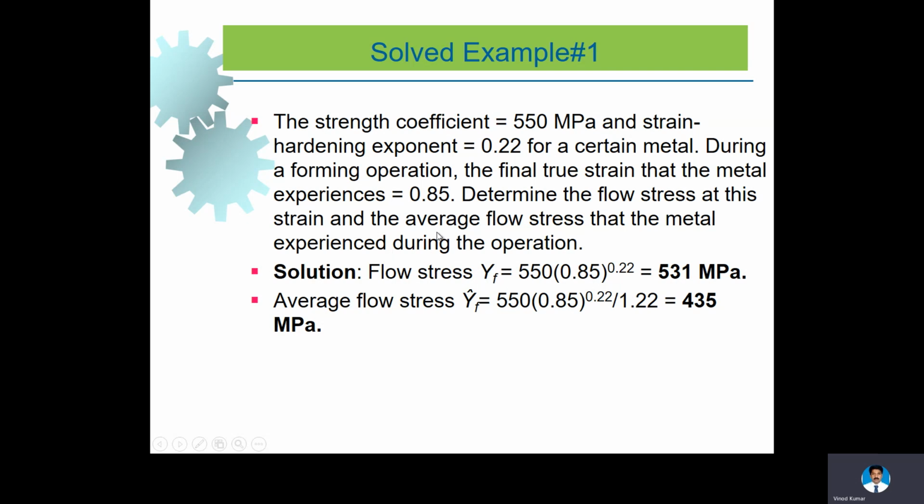But we also have to calculate the average flow stress. Average flow stress is equal to K ε^n divided by 1 + n. As you can see here, the numerator remains the same, K ε^n by 1 + n, 1 + 0.22, that is 1.22. So 435 megapascal average flow stress is required for this operation.